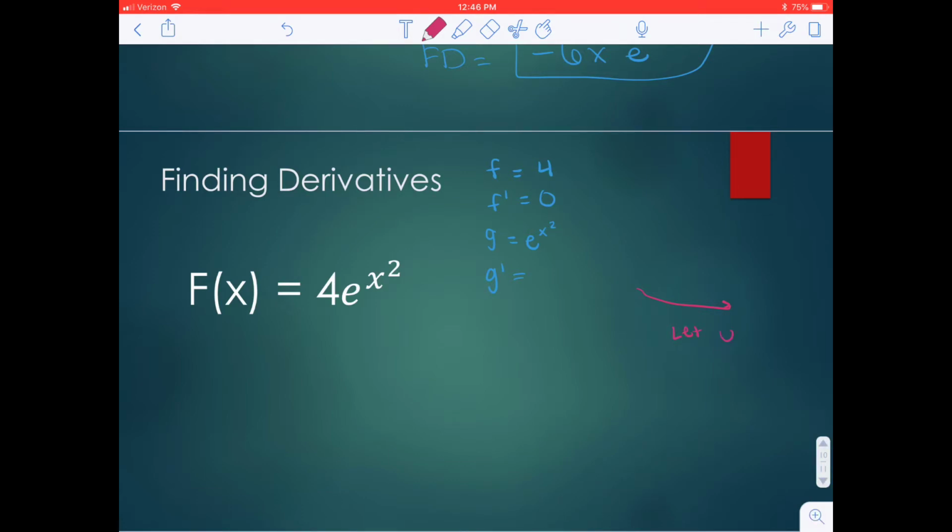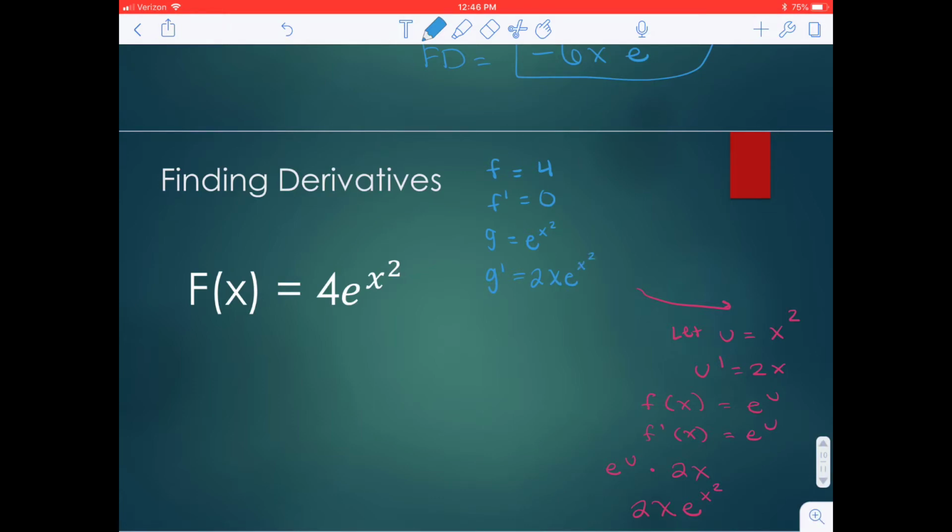So I'm going to let u equal x squared so that u prime is equal to 2x. So my function is e to the u, so the derivative of that is e to the u. And when I multiply e to the u times u prime and clean that up, I get 2x e to the x squared power. And so when I go back, I can plug that in for g prime, 2x e to the x squared power.